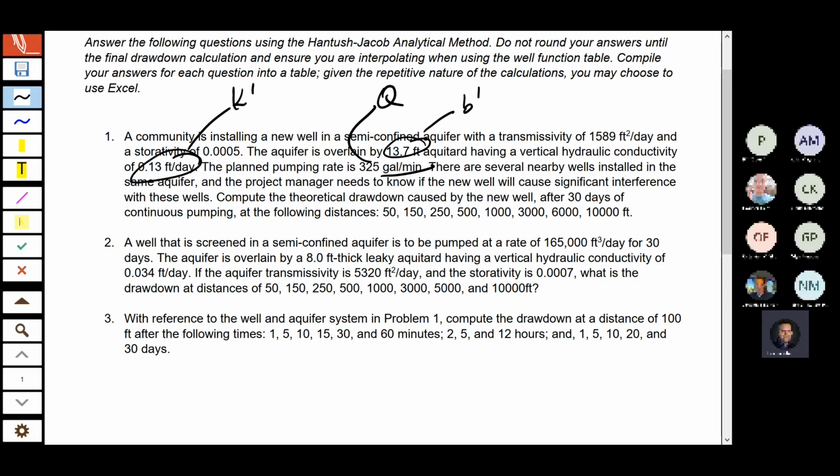So everything's kind of coming together, right? You're starting to get your variables as you're going variable shopping. You can identify them pretty easily. There are several nearby wells, which means we're going to have a whole bunch of R's to think about. Installed in the same aquifer, and your project manager needs to know if the new well will cause significant interference with these wells. So basically you're testing for a drawdown, right?